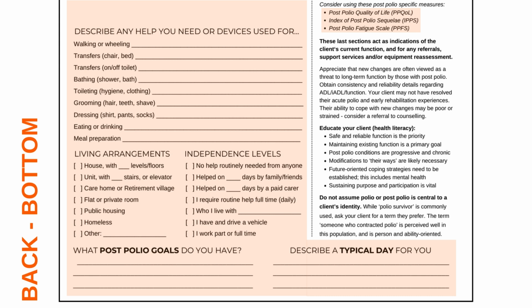The independence levels on the right-hand side, you can see the top 4 points go in a bit of a scale from no help needed through to routine full-time help or daily. And then down the bottom, who you live with.